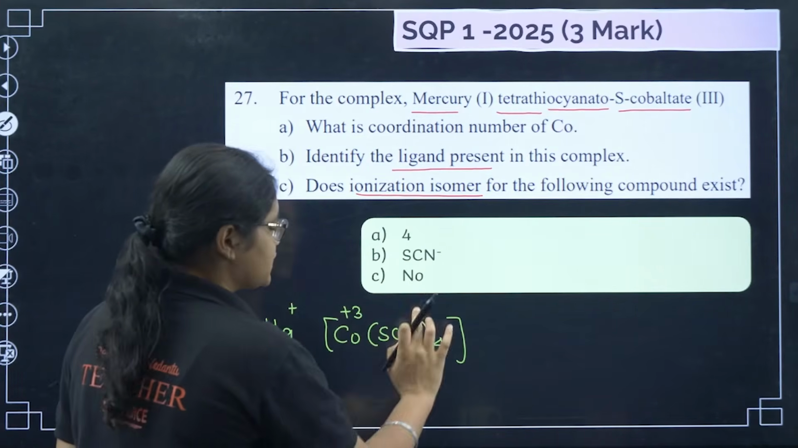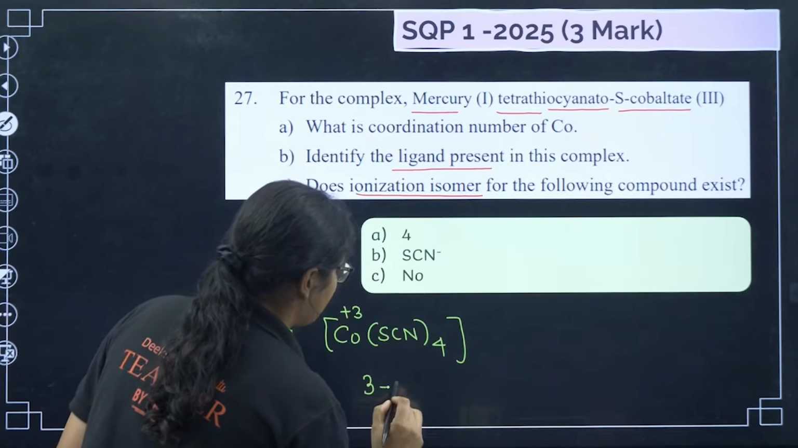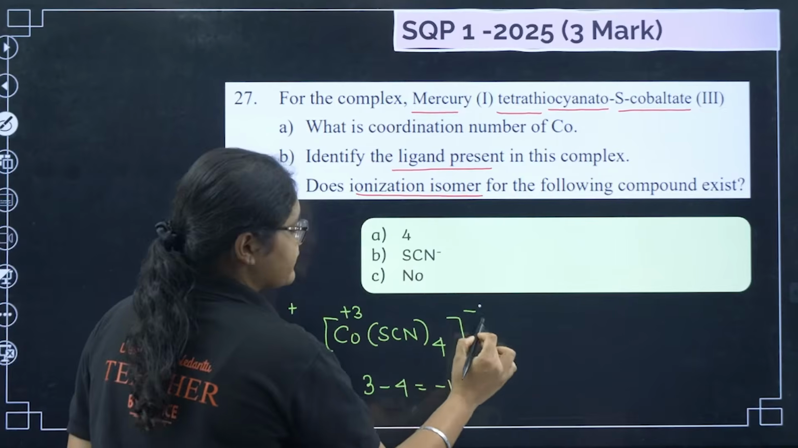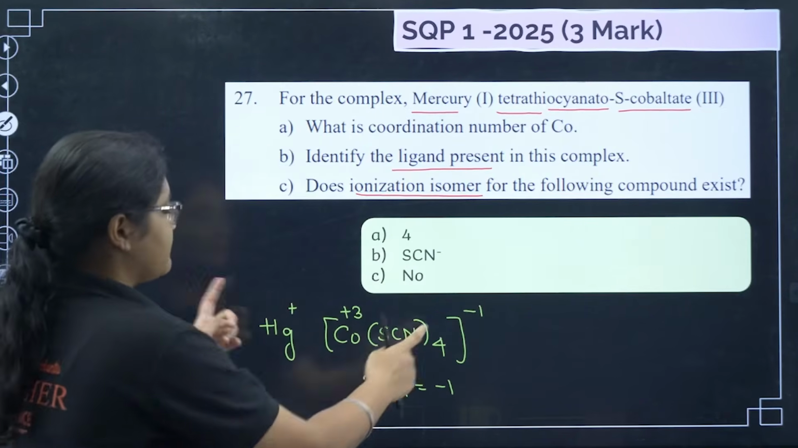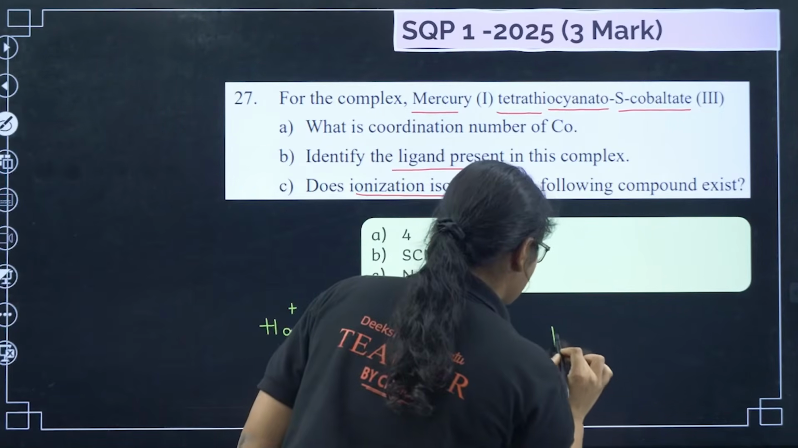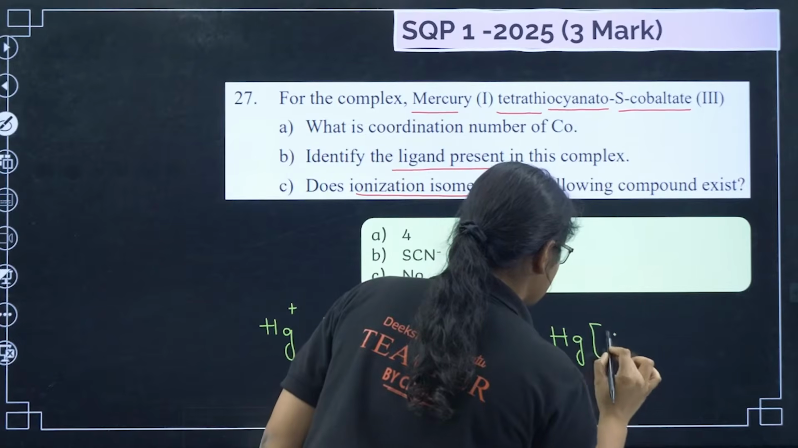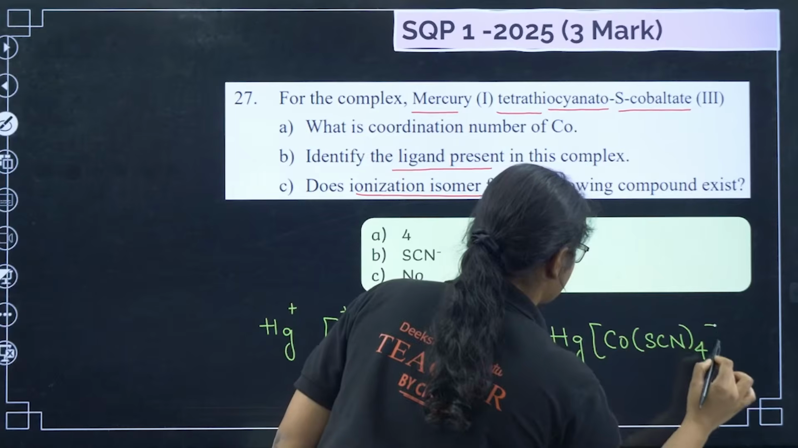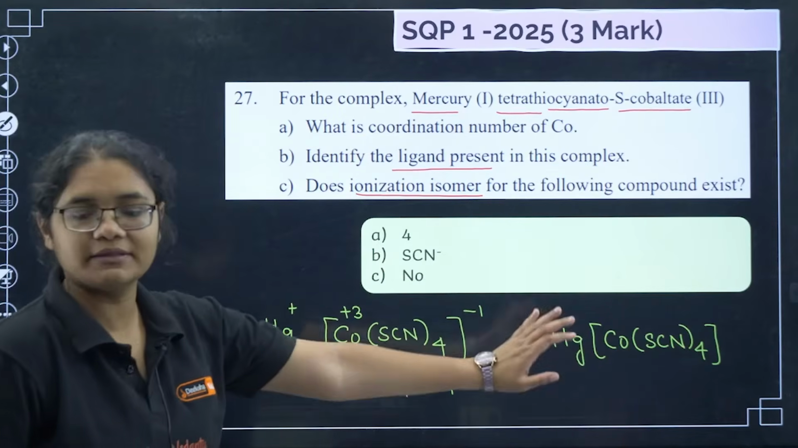So what is the total charge of this complex? 3 minus 4 is equal to -1. So that means this charge is -1. Now what will happen if you crisscross? We will get the compound like this, Hg Co (SCN)4. Okay, this will be the compound.